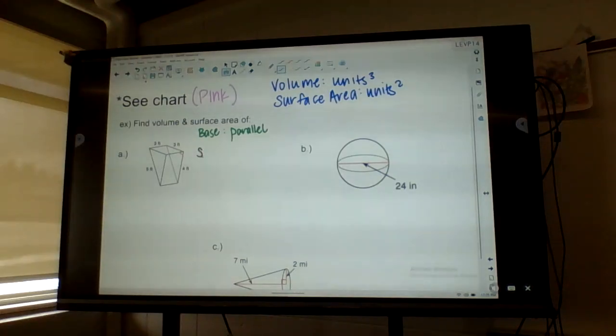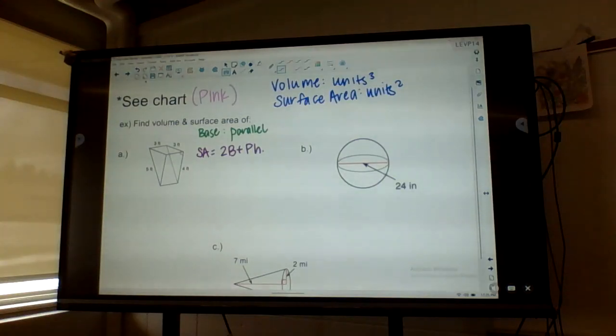Our surface area for our prism is 2B plus PH. Now, again, if you just write that down on your note card and you have no idea what any of that stands for, it's really useless on your note card. So make sure that you guys are making sense of things. And then our volume is B times H. And the same B shows up in both places. Now the capital B is the area of the base.